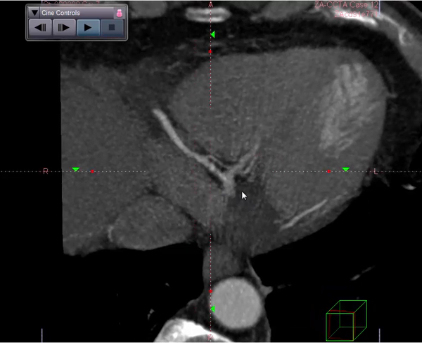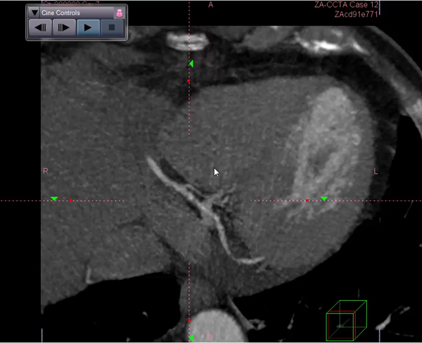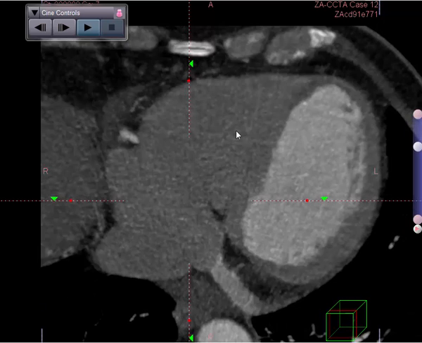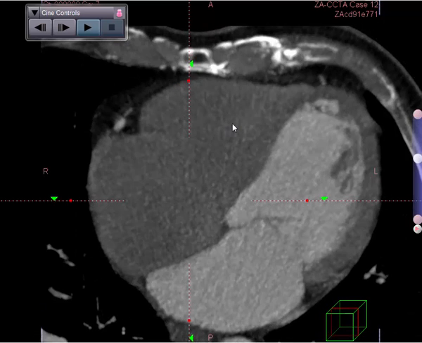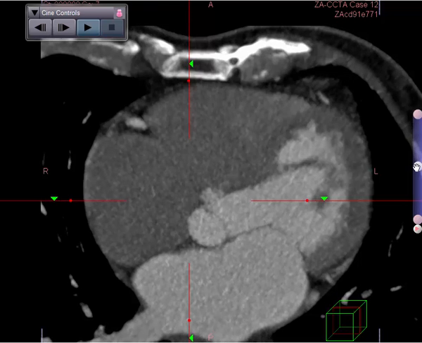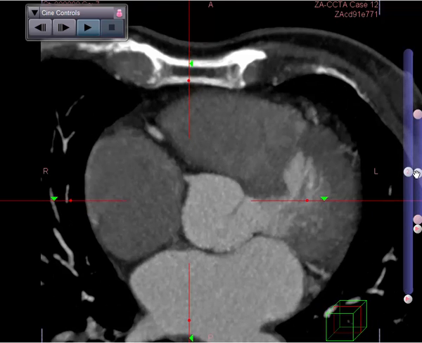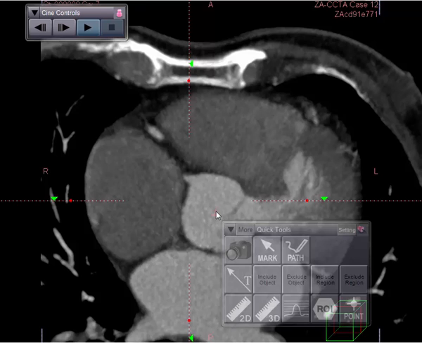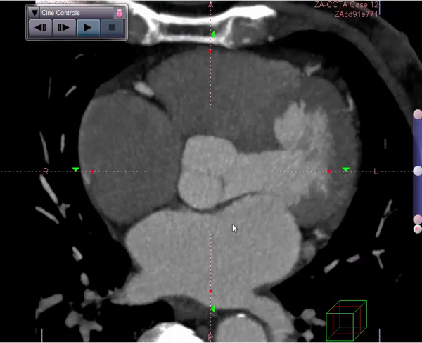So in this patient we have a focal obstructive tubular narrowing of mixed calcified and non-calcified plaque involving the mid left anterior descending. There are a couple other features here to pay attention to in the overall evaluation of the patient. Let's get up here to a little bit higher cephalad. Here we are at the root of the aorta.